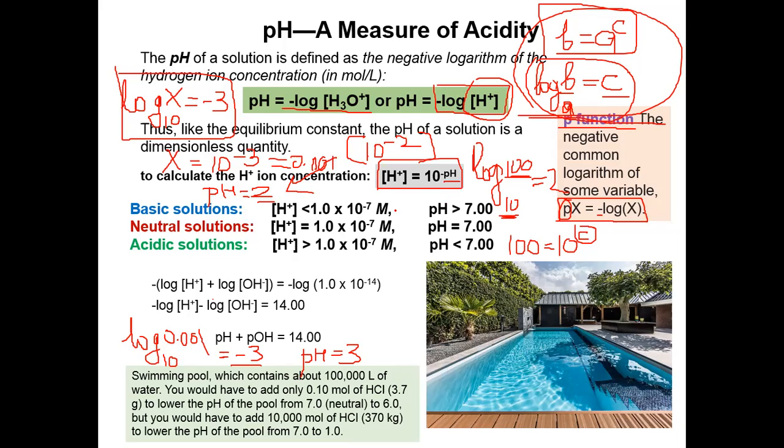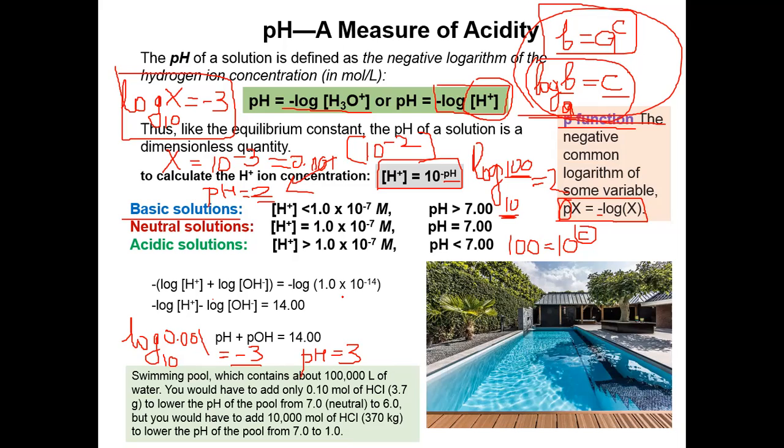Okay. Is it clear for everybody? Yes, I think so. All right. So now let's look at when the solution is basic or neutral or acidic. The basic solution is when you have the concentration of H plus less than 10 to minus 7, so the pH is more than 7.